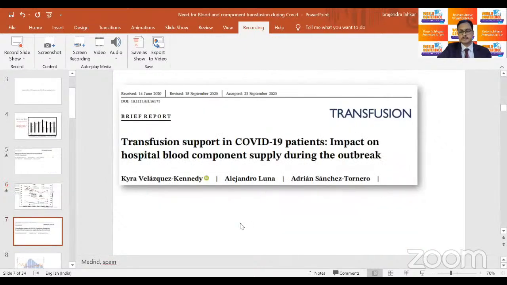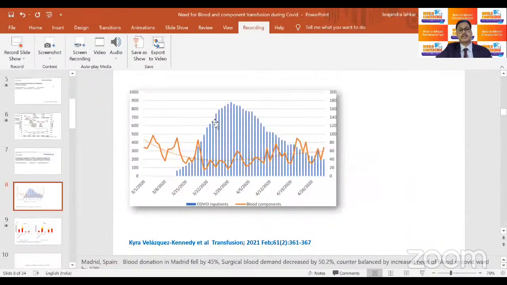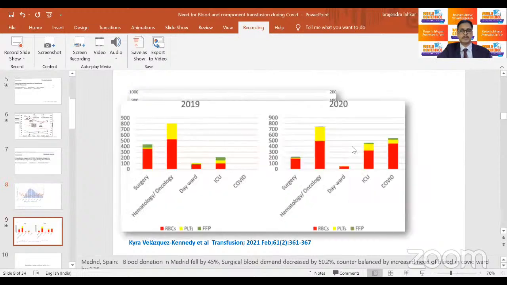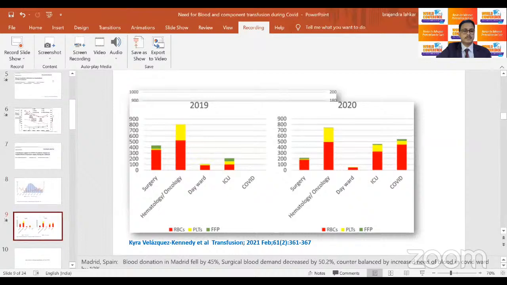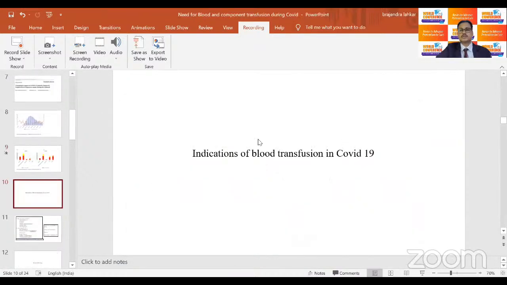Similar things from Madrid, where the number of cases every week went up, the blood component use in the hospital also came down significantly. The need for blood transfusion during surgery came down to almost half because they postponed most of the routine surgeries, and the ICU need of blood has definitely increased. That was compensated by the COVID ward, where the patients were admitted and the need for blood transfusions was higher. These two actually mitigated the need for transfusion, so the need remains similar.